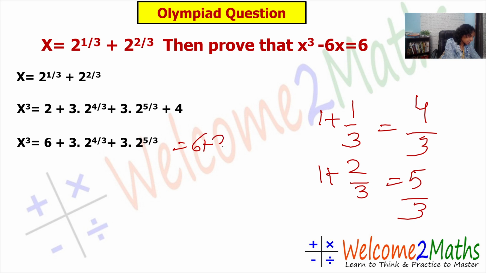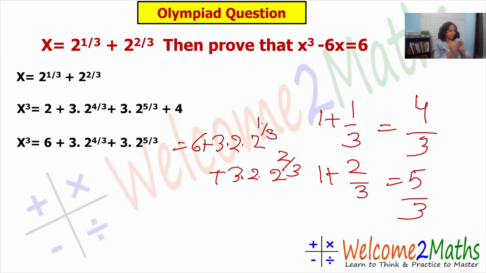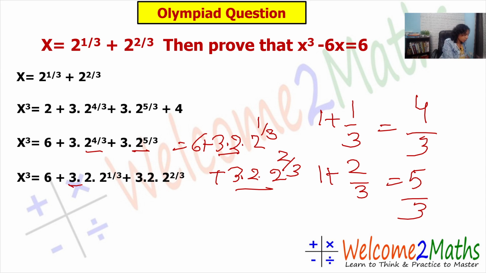6 plus 3 into 2 into 2 to the power 1/3, plus 3 into 2 into 2 to the power 2/3, because 1 plus 2/3 and 1 plus 1/3 give these terms. So you see, we have 3 into 2 in both, which is 6 and 6. So we can take 6 common. Let's write this way: x cube equals 6 plus 6 times (2 to the power 1/3 plus 2 to the power 2/3).